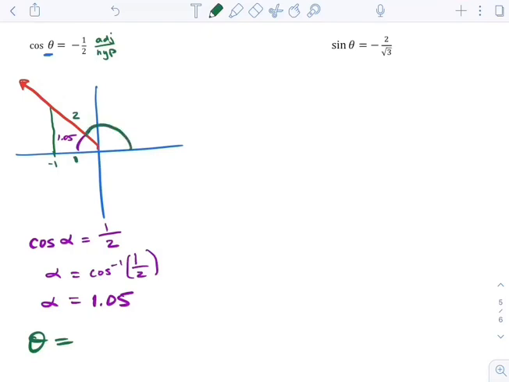So if I'm trying to find the principal angle, which is this one here, I know that it's going to be pi, which is the full half of the circle, minus 1.05, which will give me that first principal angle at 2.09.